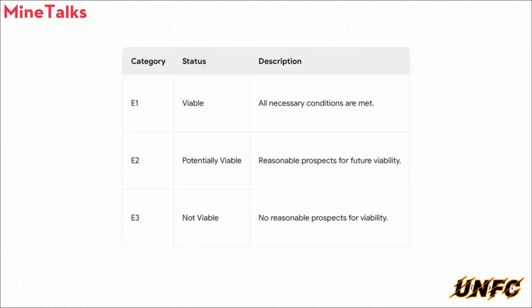Think of the E-axis like a traffic light. E1 is a bright green light. All the conditions are met, everything's a go. E2 is your yellow light. It looks promising, but maybe there's a permit missing or the market price isn't quite right yet. And E3 is a hard red light. There's a major roadblock and it's just not viable right now.